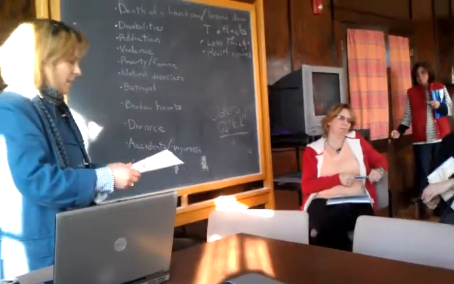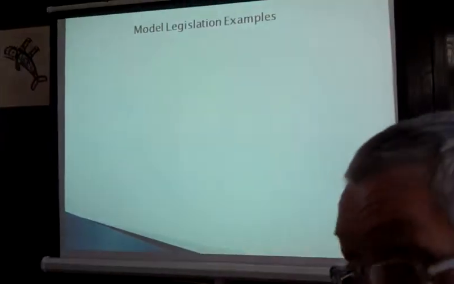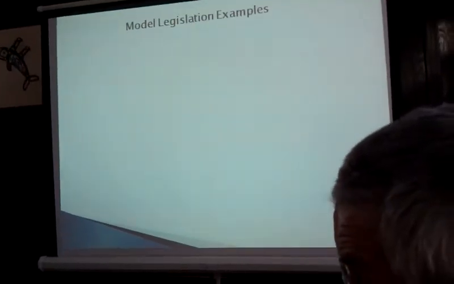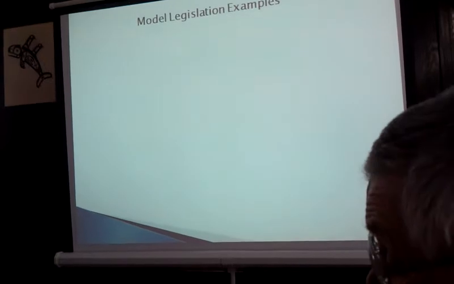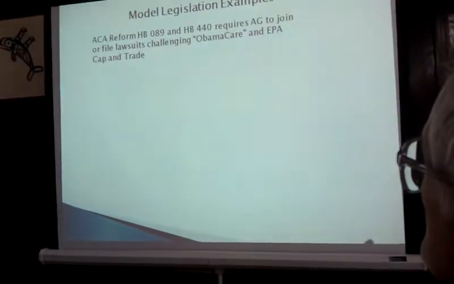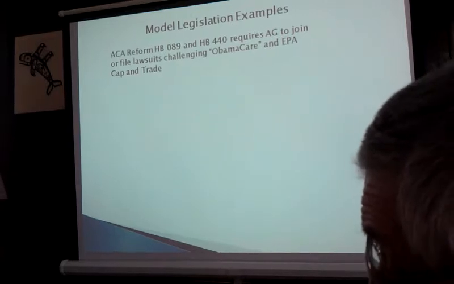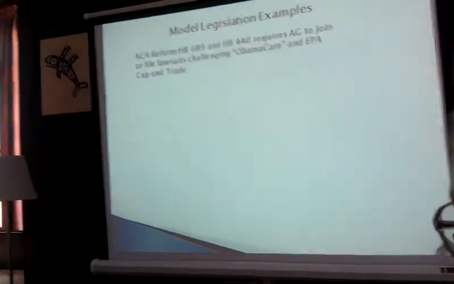Now, to bring it home to New Hampshire, there are pieces of model legislation that ALEC has sponsored, AFP has funded, and our complicit legislators have put into bills. When we go out to the community and we talk to our neighbors, our friends, our families, we want to lead with these values. So for example, House Bill 089 and House Bill 440 require the Attorney General to join or file lawsuits challenging what they call Obamacare or EPA standards, cap and trade, whatever. These violate and trample on many of our values.